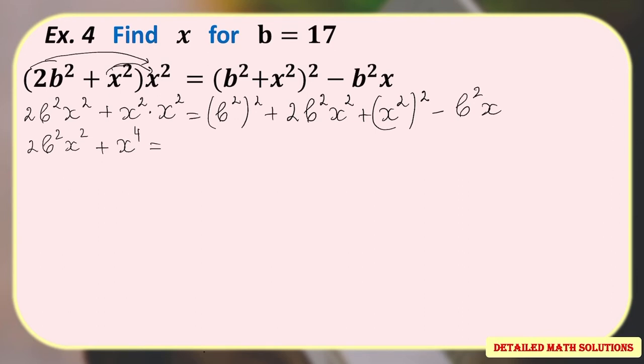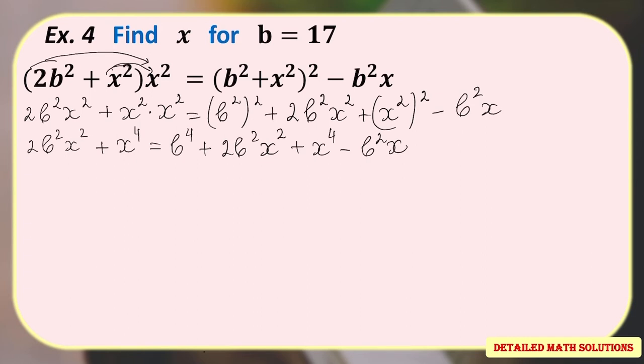Then for b squared in parentheses squared, I need to multiply the exponents, and I get b to the power 4. Then I need to rewrite the next term, 2b squared x squared. And then for the next term again, I need to multiply the exponents, and I get x to the power 4. And then I'm rewriting the next term, b squared x.